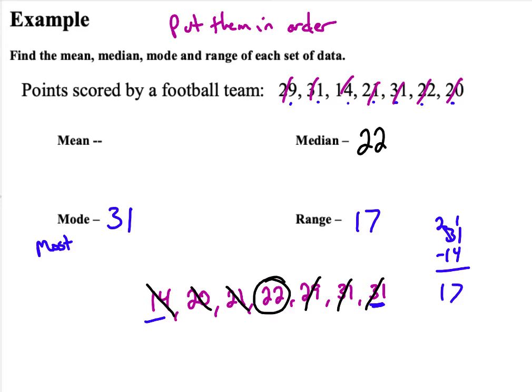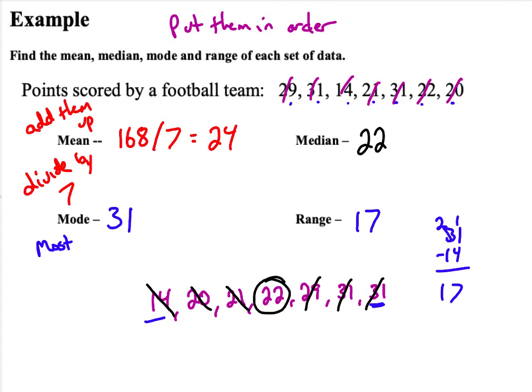Okay? But the mean means add them up and then divide. In this case, we're going to divide by 7 because there's 7 numbers. So I'm going to do 14 plus 20 plus 21 plus 22 plus 29 plus 31 plus 31. And that's going to give me 168 divided by 7. And that gives me a mean of 24.